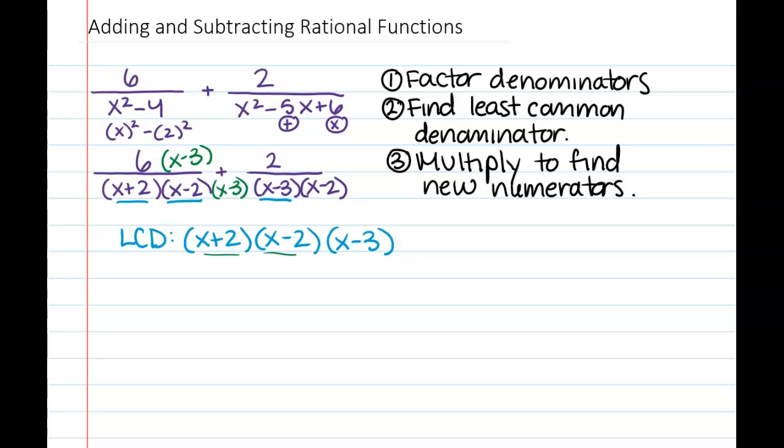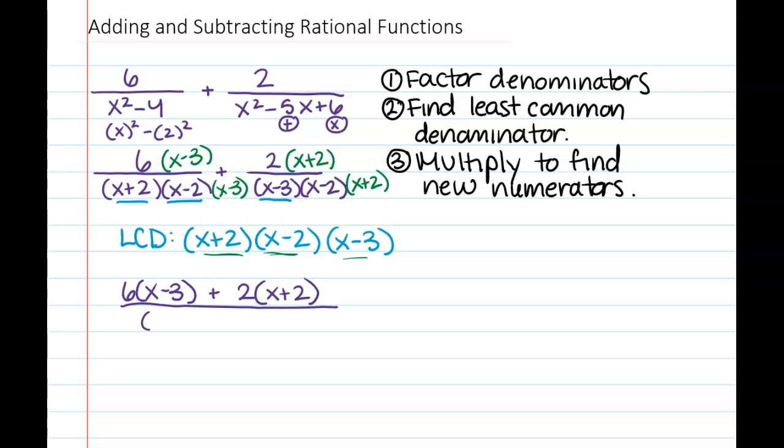For 2 over x minus 3, x minus 2, the x minus 3 and the x minus 2 are both there, but we're missing the x plus 2. So multiply by x plus 2 on top and bottom. So now our denominator is the same for both of these. So we can rewrite and combine into a single fraction. So we have the 6 times x minus 3 in a numerator, and then we'll add 2 times x plus 2. The denominator of our fraction then is x plus 2, x minus 2, x minus 3.